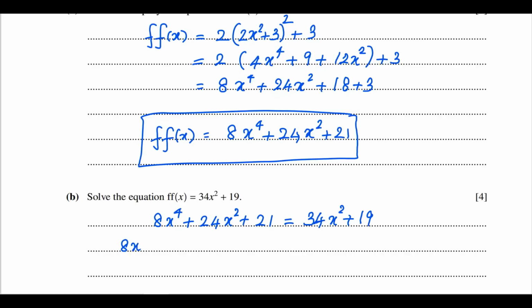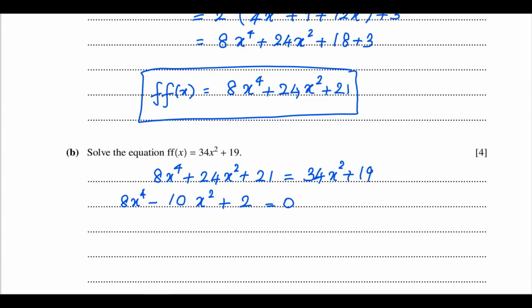So 8x power 4. When 34x square comes this side, you'll get negative 34, so you'll get negative 34x square. 21 minus 19 is plus 2, equal to 0. Okay. Now solve this equation by using the quadratic formula.